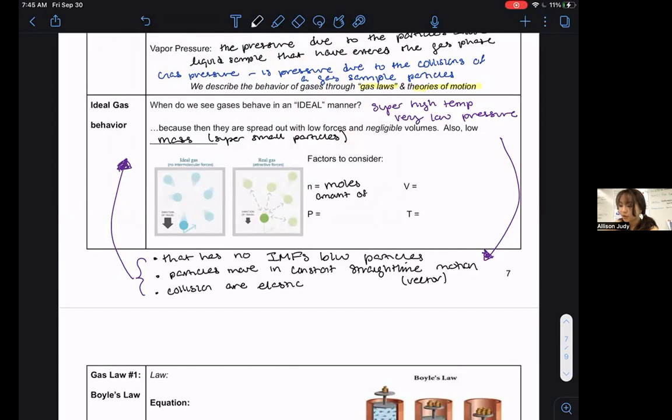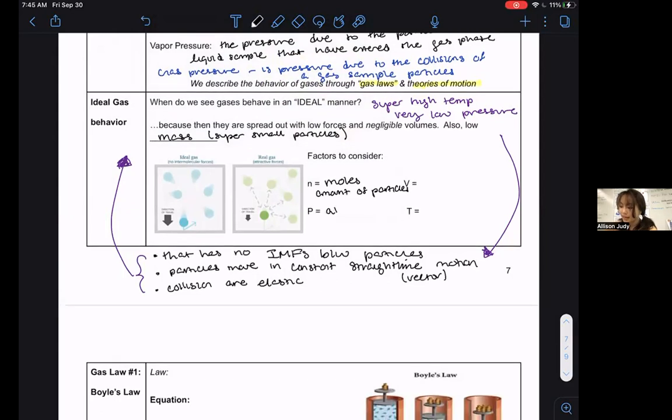The amount of particles, the pressure value in ATM, atmospheric pressure, the volume that the gas particles occupy in liters, and the temperature. And we actually measure this in Kelvin. So remember that Kelvin is a new unit of measurement that I've briefly mentioned before.